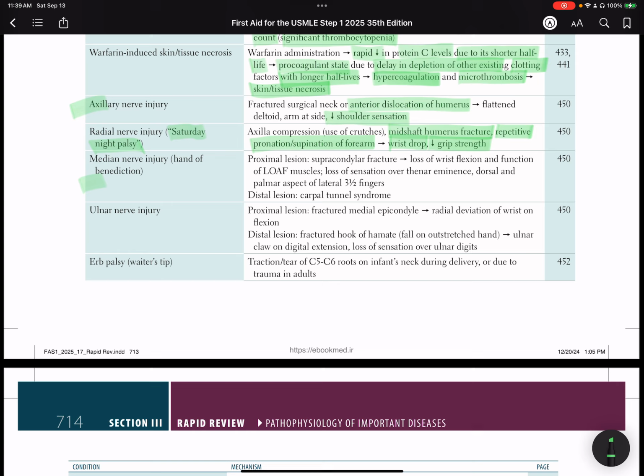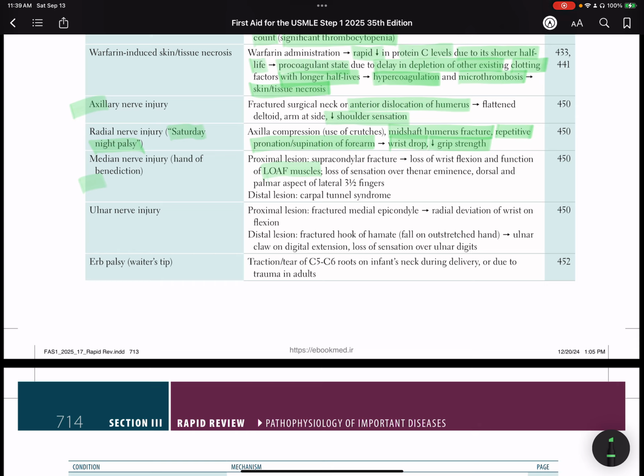Next, high yield info: median nerve injury, which is also called hand of benediction. Proximal lesion, supracondylar fracture, leads to loss of wrist flexion and function of LOAF muscles. Loss of sensation over thenar eminence, and also dorsal and palmar aspect of lateral 3.5 fingers.